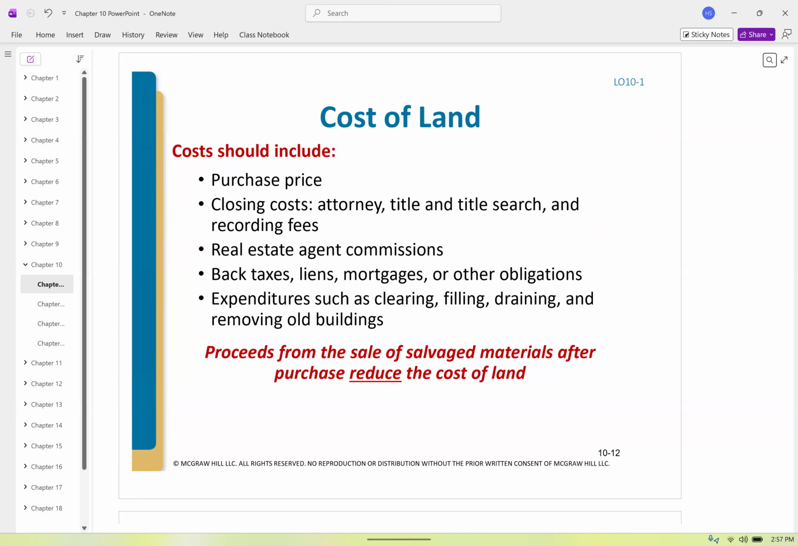This is the one that a lot of students get confused on. So you buy a piece of land, it's got an old building on it. You don't plan on using the old building. You plan on tearing that old building down and building a new one. Some students want to think that that tearing down of the old building will go into the cost of the building. It does not. It goes into the cost of the land because we had to clear that old building down to get the land to its intended purpose.